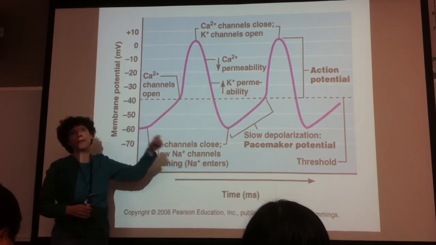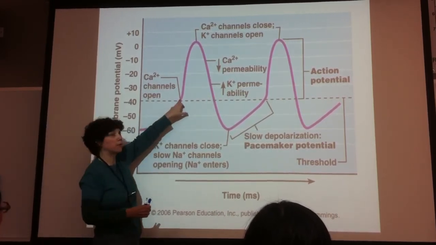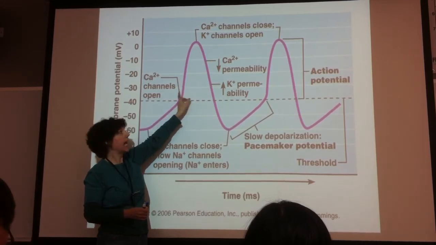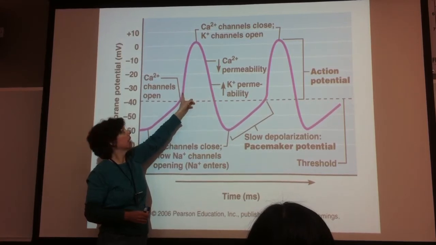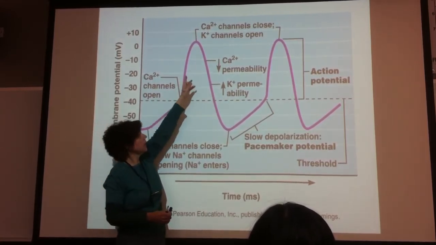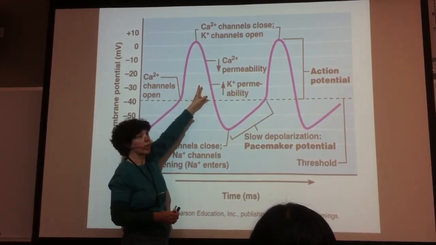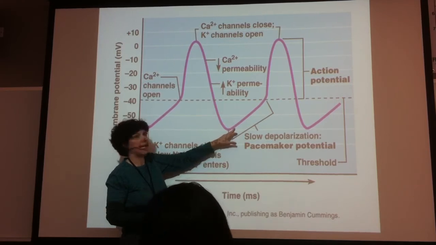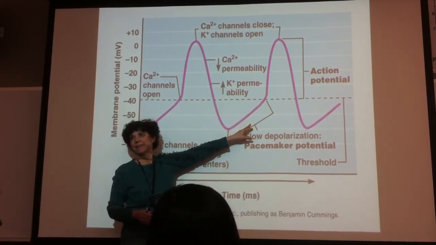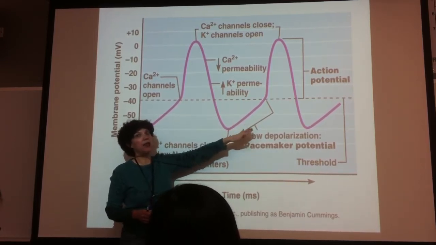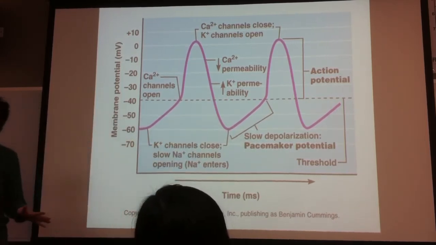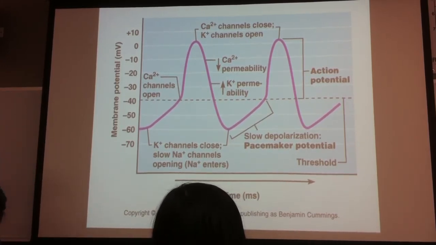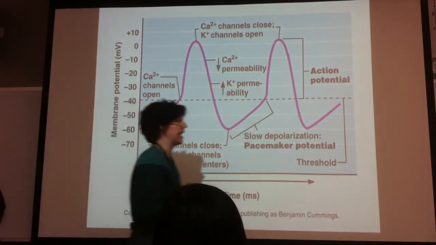to threshold, and we'll talk about what types of channels allow that to happen. When threshold is reached, instead of sodium voltage gated channels opening, calcium voltage gated channels will open. And this is our action potential. We'll go through these step by step. The calcium channels close, the potassium channels open, the cell repolarizes, and this repolarization then starts again with a slow depolarization. And this occurs about 100 times a minute in an unregulated SA node, sinoatrial node cells. And we'll talk about what happens to modulate that to get a faster heartbeat and to get a slower heartbeat. Back to acetylcholine neurotransmitters that we were looking at.